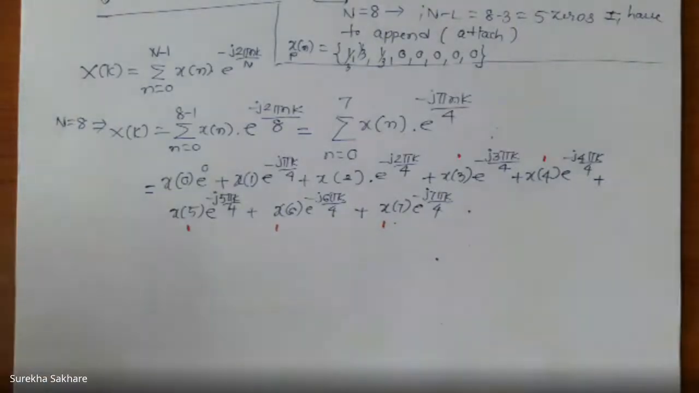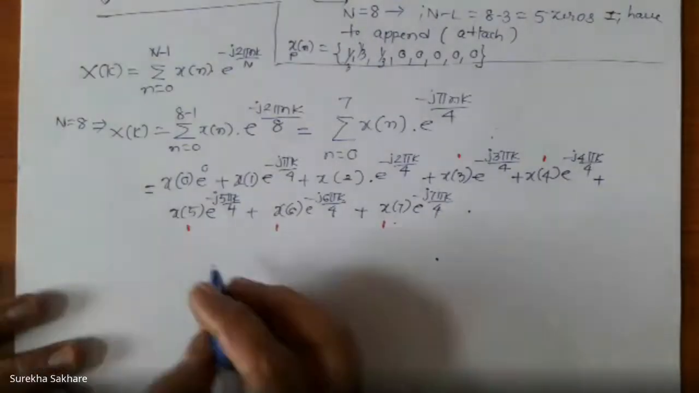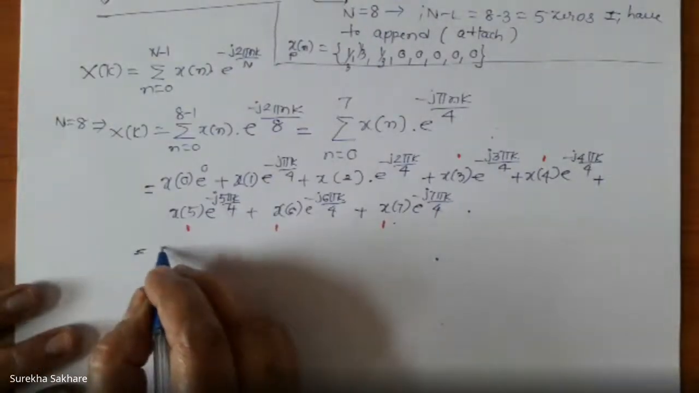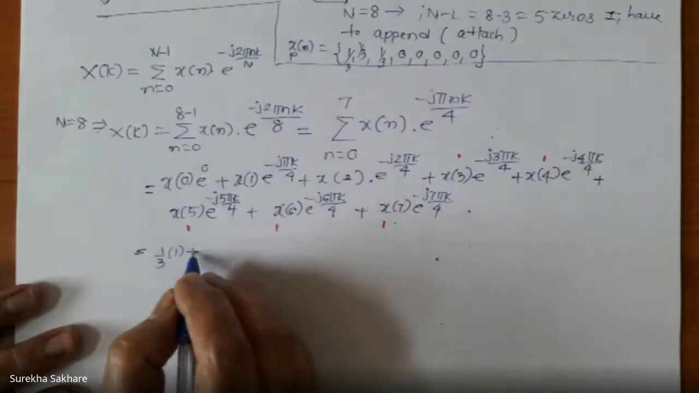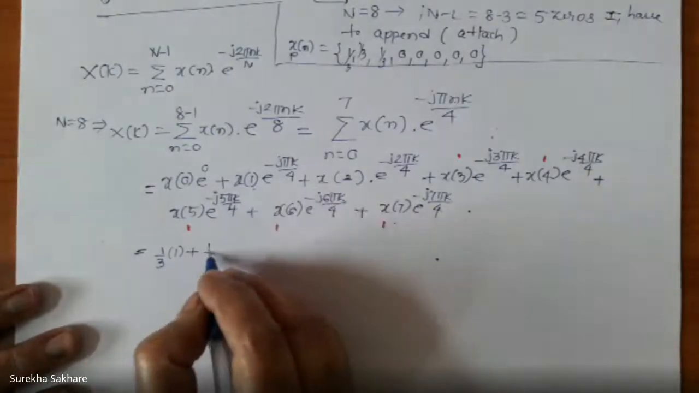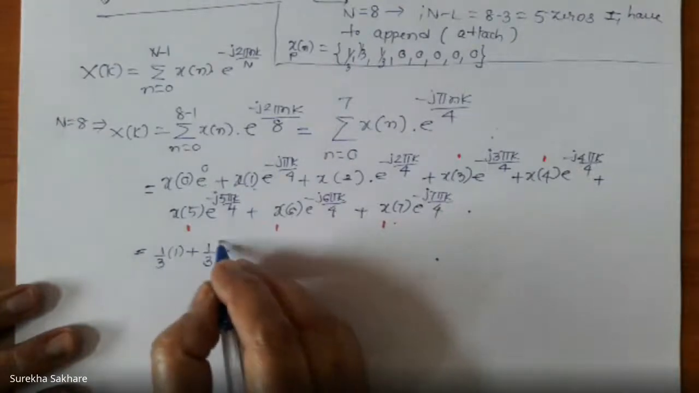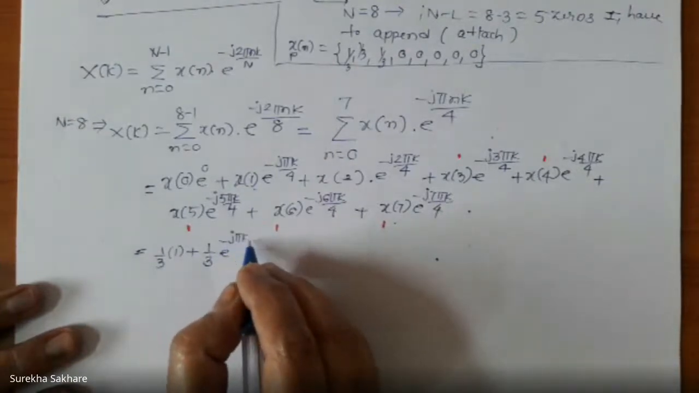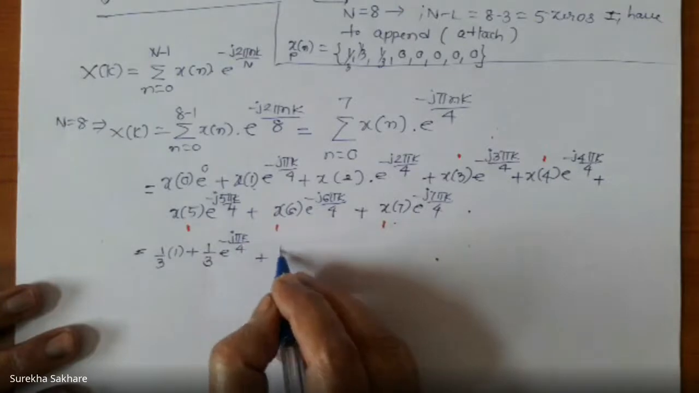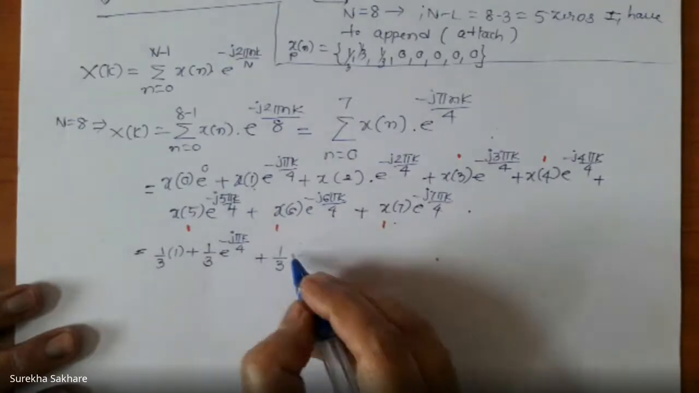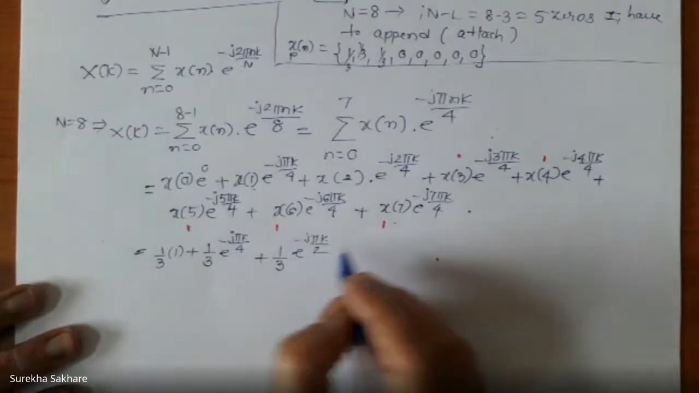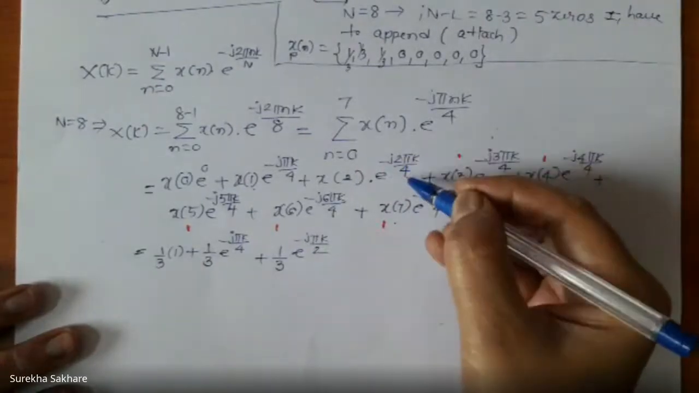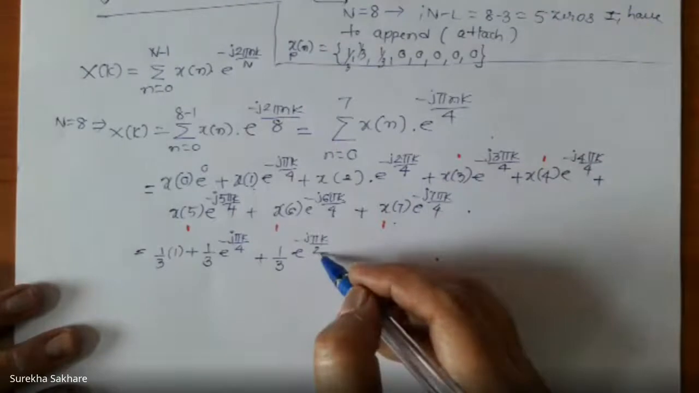So what we will do is, we will simply go for simplifying this once again. This is going to be e raised to 0 is 1, plus x of 1 is 1 by 3. We will keep this as e raised to minus j pi k by 4. Then x of 2 is 1 by 3, e raised to minus j pi k by 2, because the 2 and this 4 will divide, the division will simplify. So I have other values all 0.